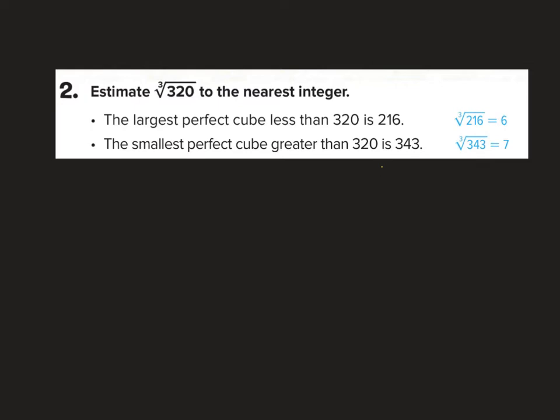So I just create a number line, and I put my larger cube root on the right. So 7 cubed is 343.